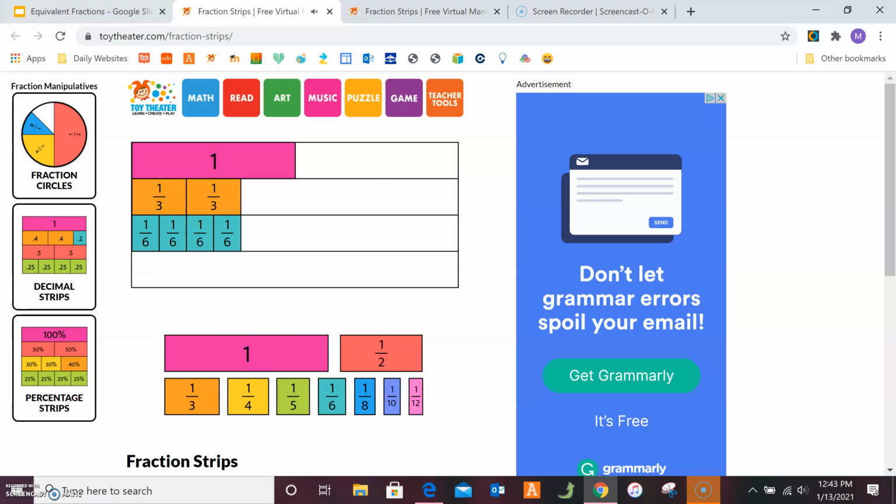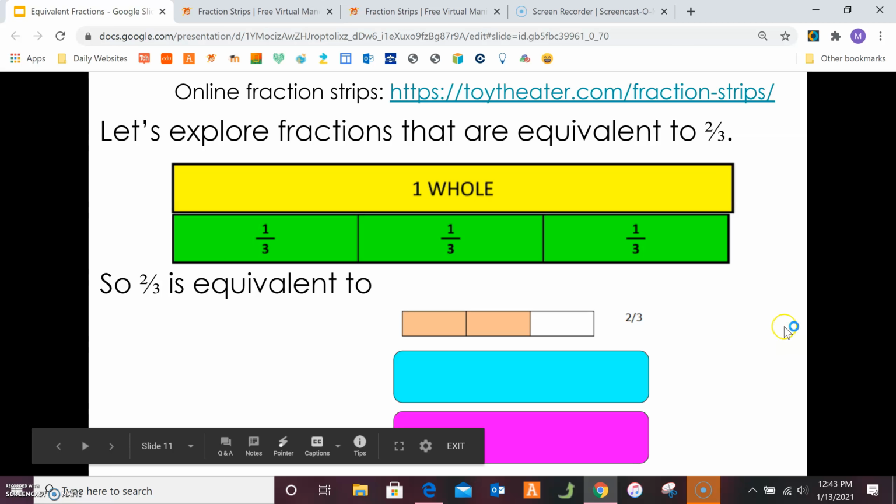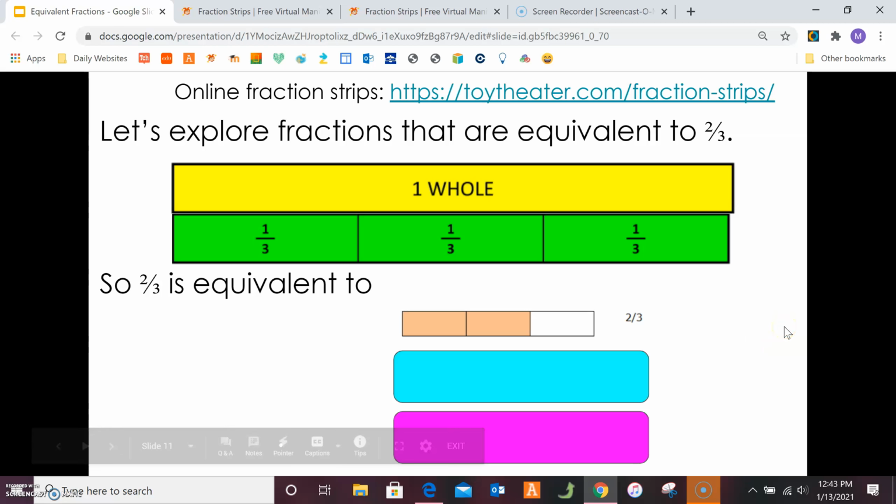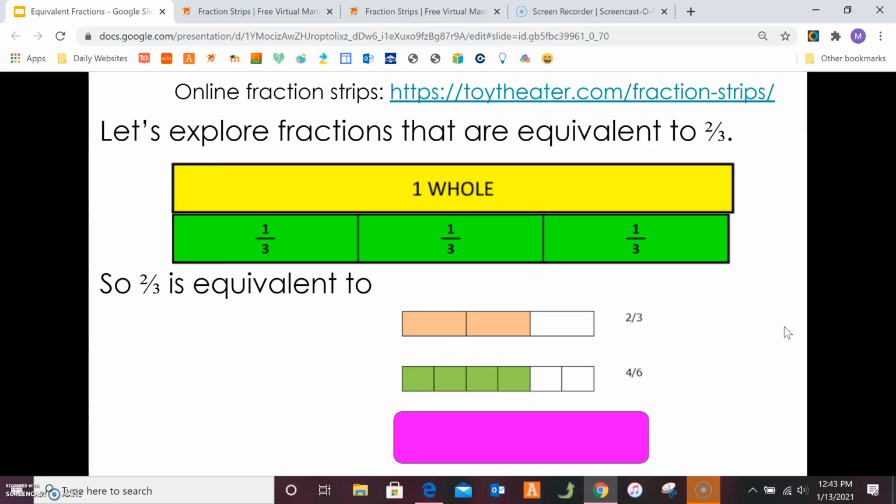Now remember, when you're trying to find your equivalent fractions, you can use your fraction strips to help you. Okay, so we know now from matching them up that 2/3 would be equivalent to 4/6. And we also know it would be equivalent to 6/9.